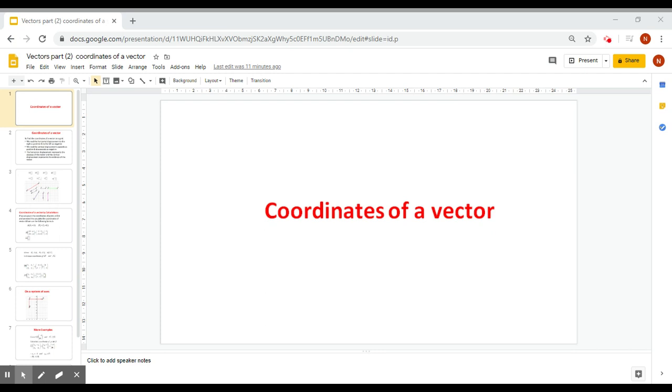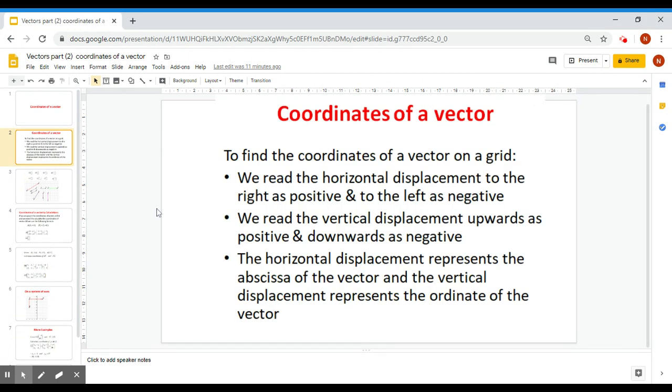In this video, we are going to talk about the coordinates of a vector and how to find them. So if we have a vector drawn on a grid, to find the coordinates of a vector, we read the horizontal displacement to the right as positive and to the left as negative. We read the vertical displacement upwards as positive and downwards as negative. The horizontal displacement represents the abscissa of the vector, and the vertical displacement represents the ordinate of the vector.